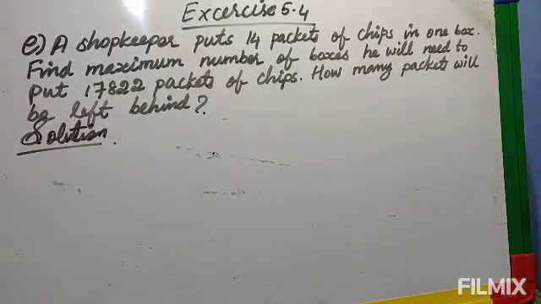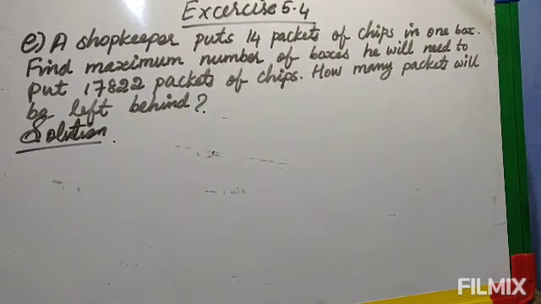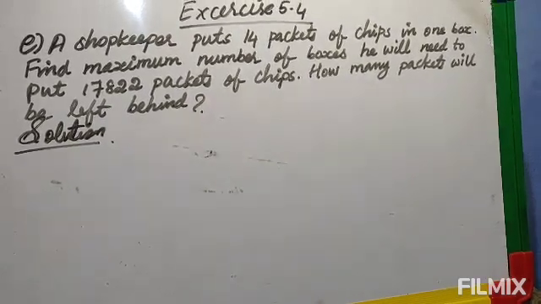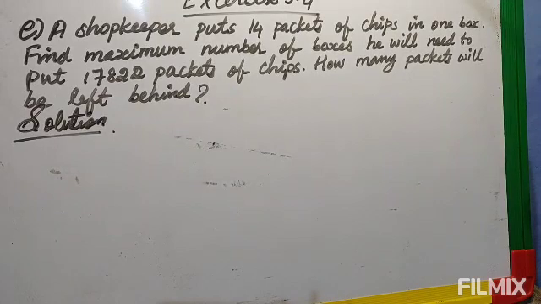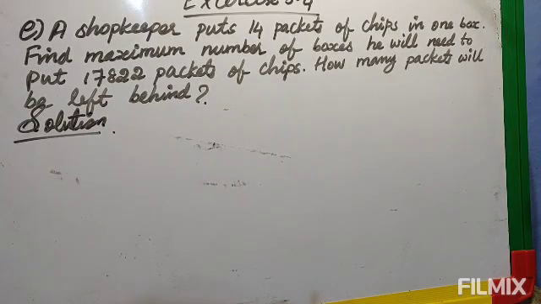Okay, the next sum is from exercise 5.4 E1. This is a little different, so I am explaining it myself. A shopkeeper puts 14 packets of chips in one box. Find the maximum number of boxes he will need to put 17,822 packets of chips. How many packets will be left behind?